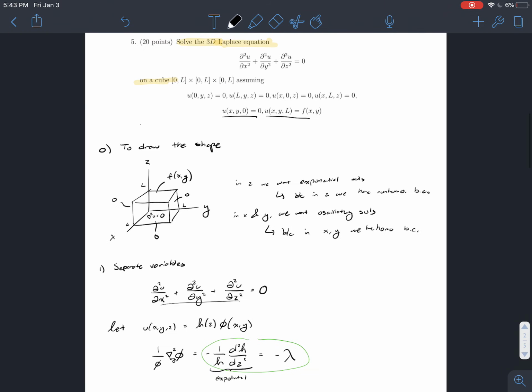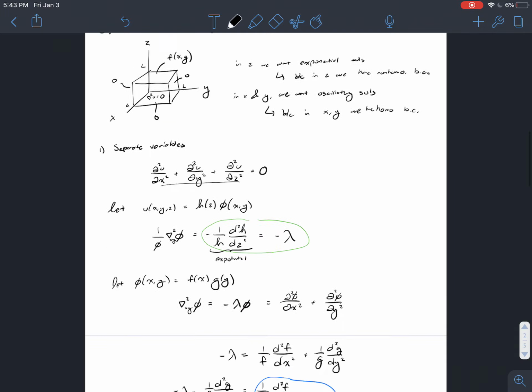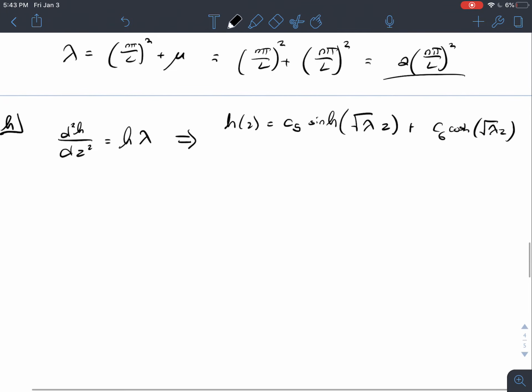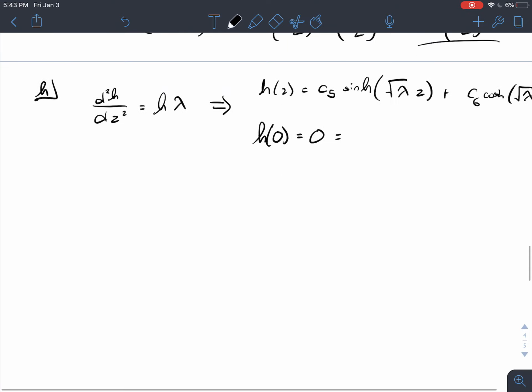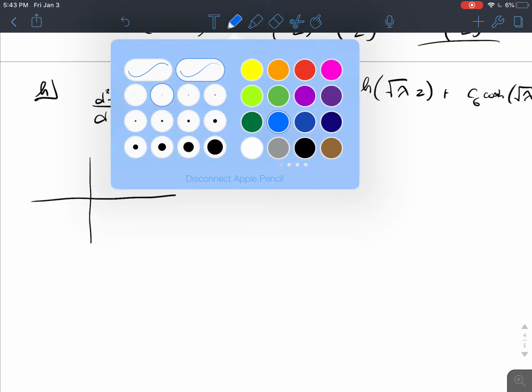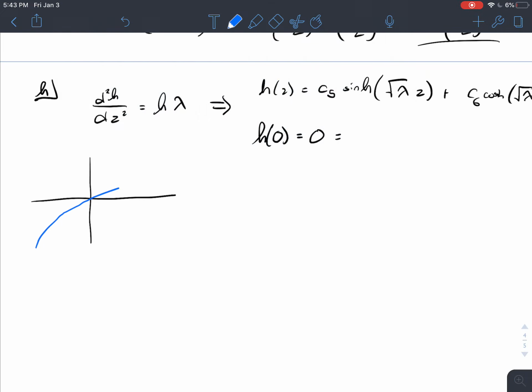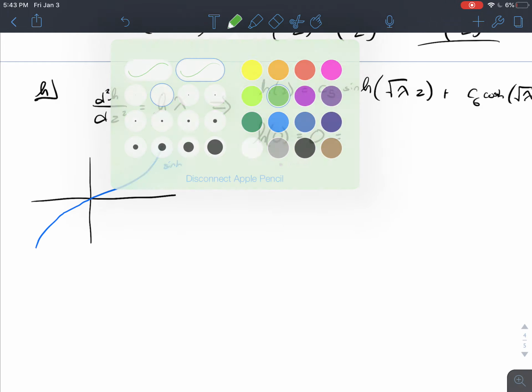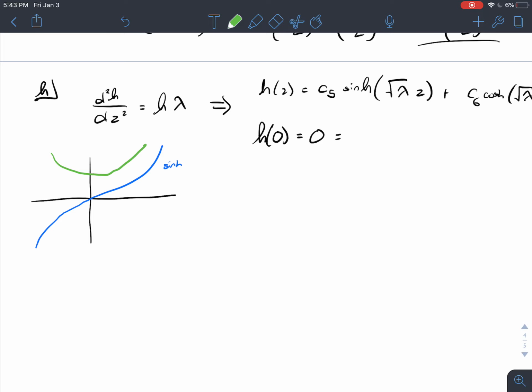So if we apply the first boundary condition we're given, we're told that at z equals 0, we're equal to 0. Okay, so z equal to 0. And in the last video, I told you guys it's probably a good idea to have the graph of sinh and cosh on your cheat sheets. Remember that sinh looks something like this, and that cosh looks something like this. Oh, that was really bad. Let's do it again.